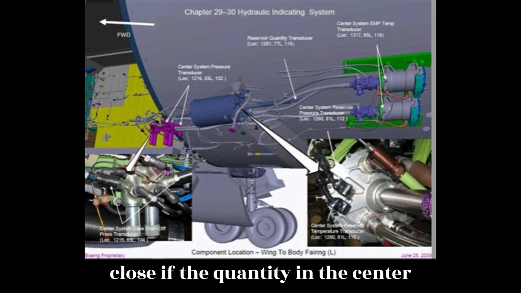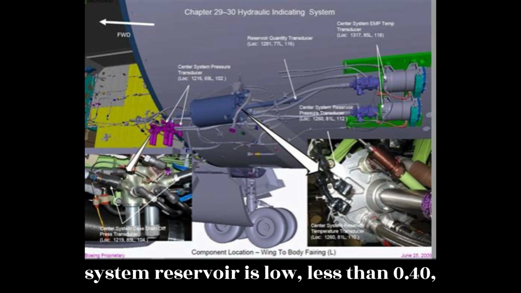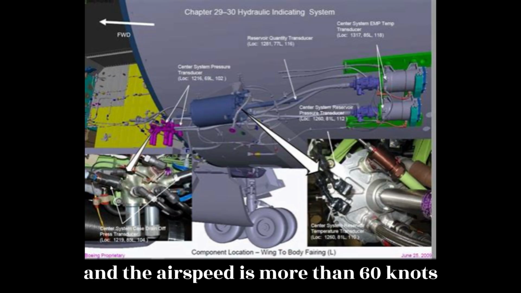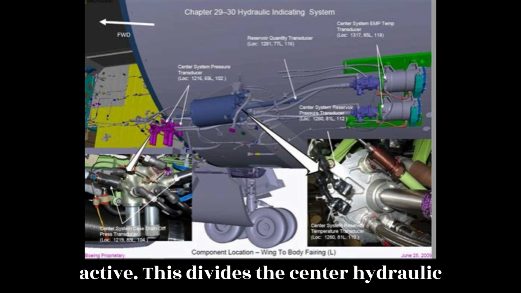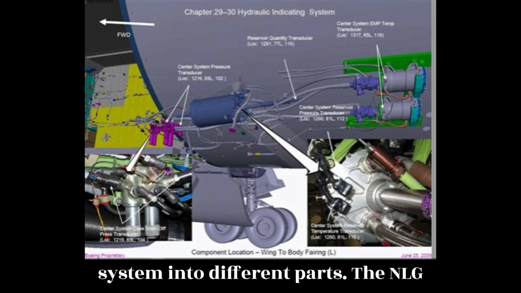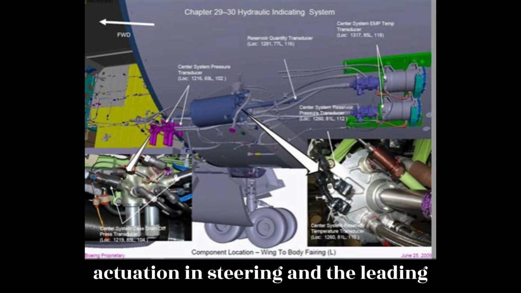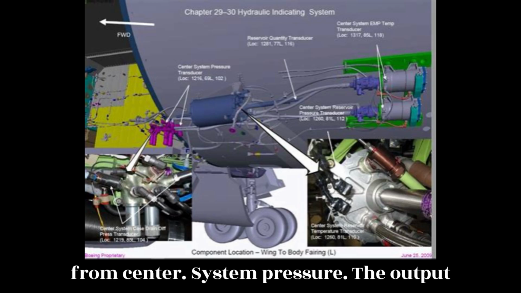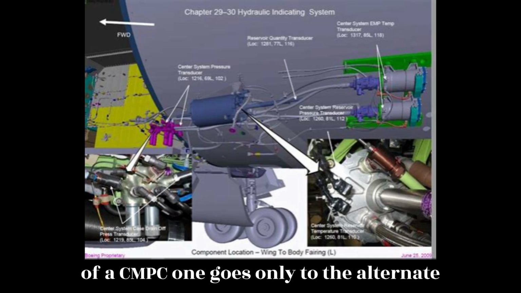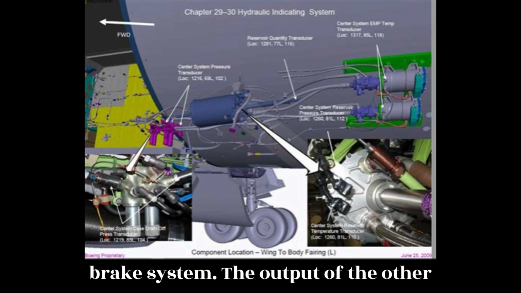Both valves close if the quantity in the center system reservoir is low, less than 0.40, and the airspeed is more than 60 knots for more than 1 second. When CHIS is active, this divides the center hydraulic system into different parts. The NLG actuation and steering and the leading edge slat hydraulic lines are isolated from center system pressure. The output of ACMP C1 goes only to the alternate brake system.